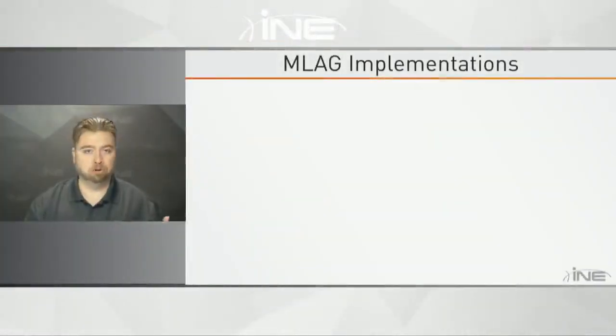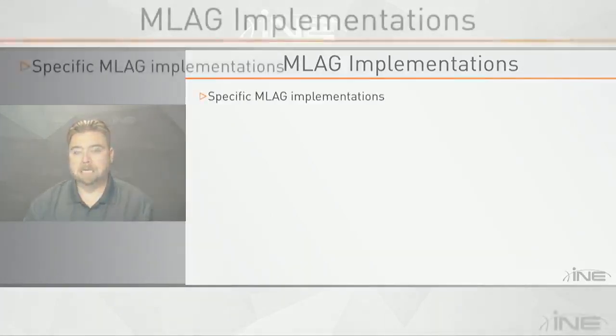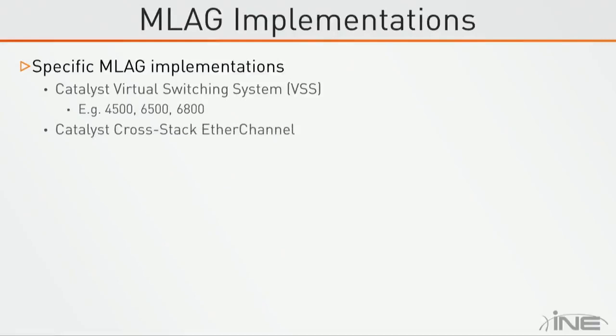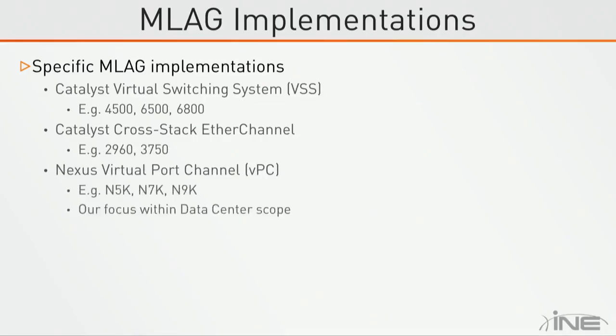So if you're looking at Juniper's implementation versus Cisco StackWise, VSS, VPC, they're not going to be compatible with each other. But the specific implementations within our particular scope would be Catalyst VSS, which would be on your 6509s. Cross-stack EtherChannel would be on your 3750 stack, 3850 stack. Then within our particular scope, it's going to be virtual port channel on Nexus. But really, at the end of the day, all three of these things mean the same thing.